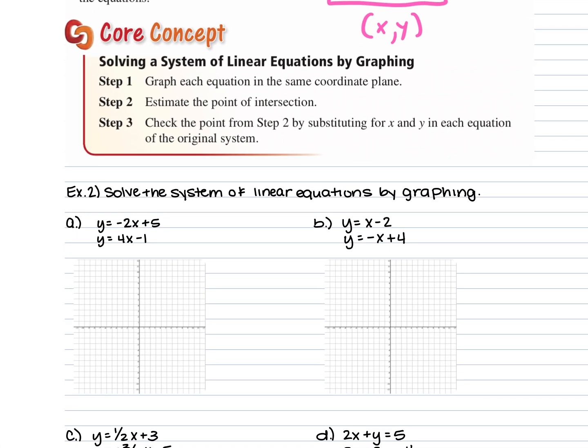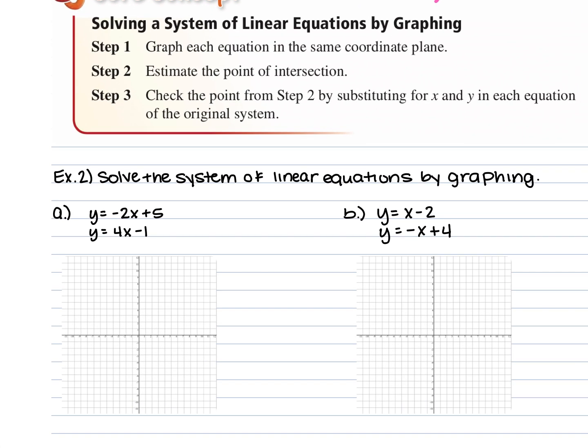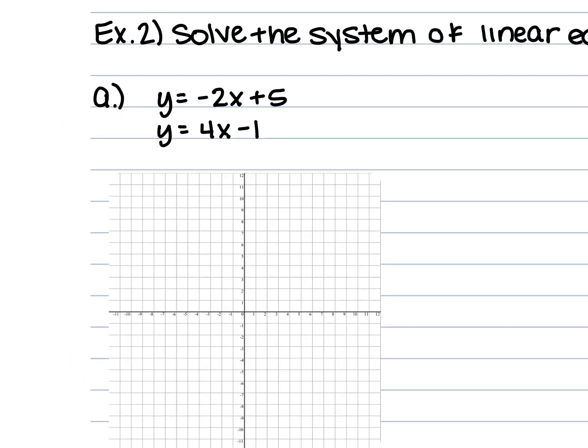Step 3 is just like what we did in the last one. We have to figure out what that point is first. So let's graph our two equations. What form is this in? Y equals mx plus b, our slope-intercept. So in the first equation, what's my slope?